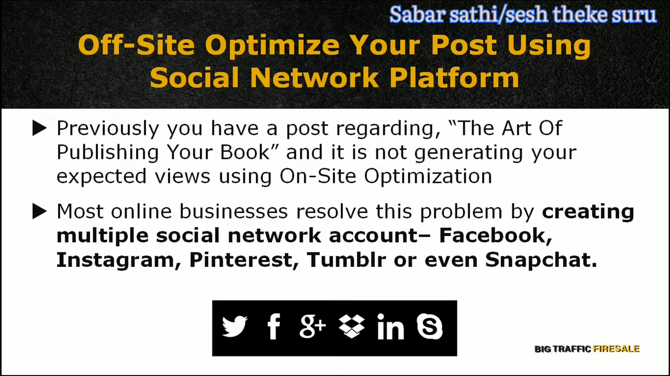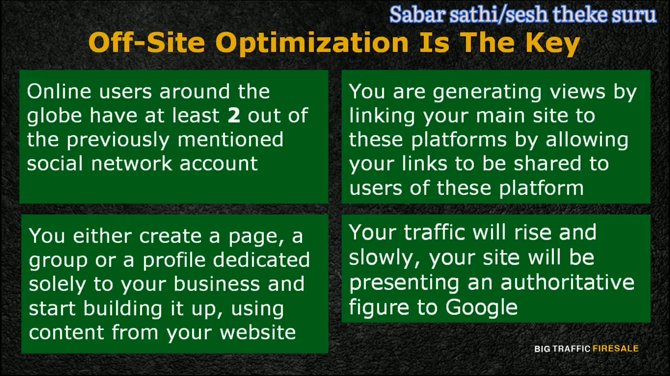It's generating views on site optimization. However, your traffic is not meeting your expectations. So you wanted to use the off-site optimization agent by linking your main site to other platforms. Most online businesses resolve this problem by creating multiple social network accounts. These social network giants, such as Facebook, Instagram, Pinterest, Tumblr, or even Snapchat, are sometimes more efficient in driving traffic than your sole website. This is because online users around the globe have at least 2 out of the previously mentioned social network accounts.